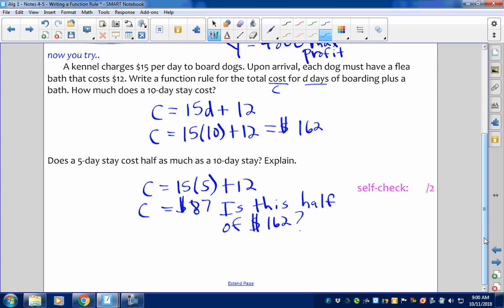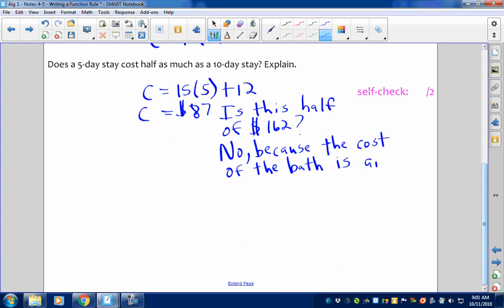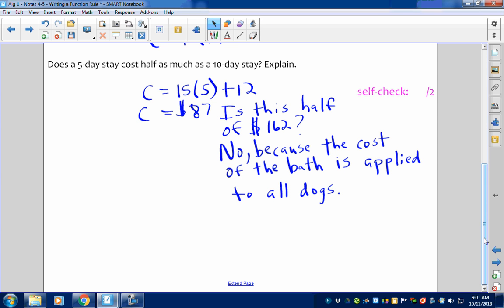No, it's not, because the cost of the bath is applied to everybody, to all dogs. So it's just not going to happen when you have that plus 12 on there, plus anything.